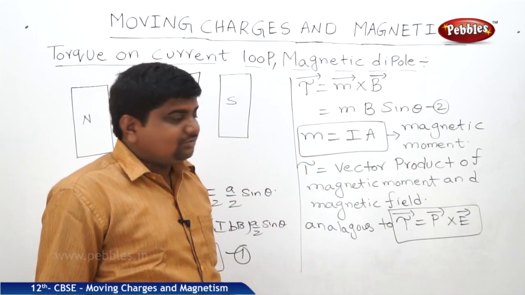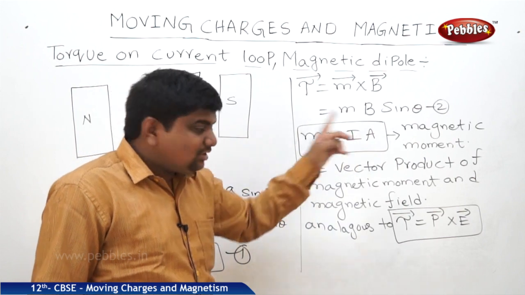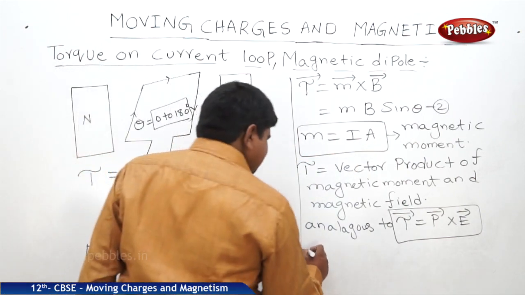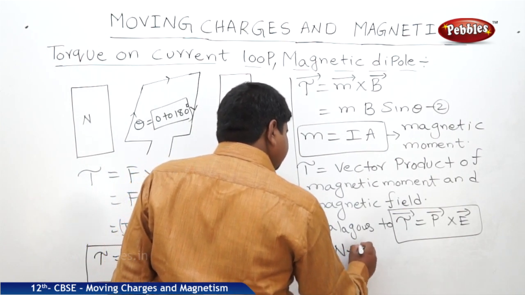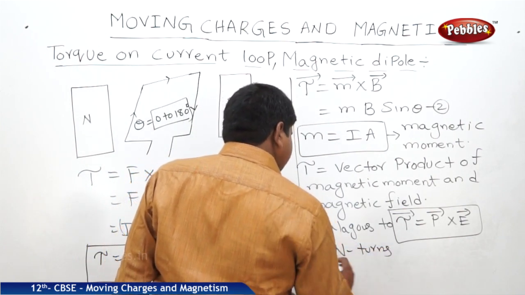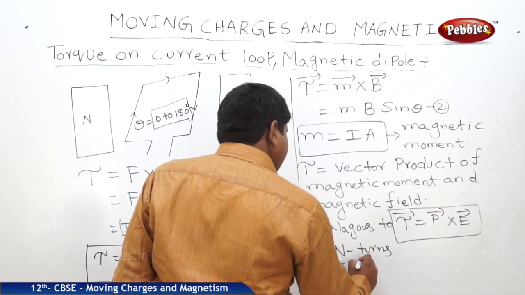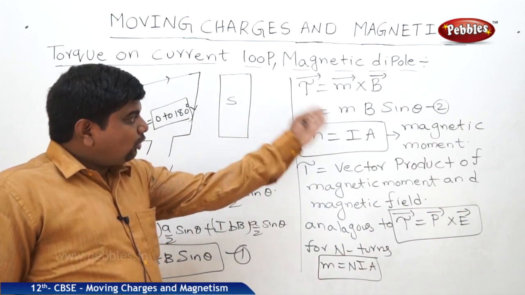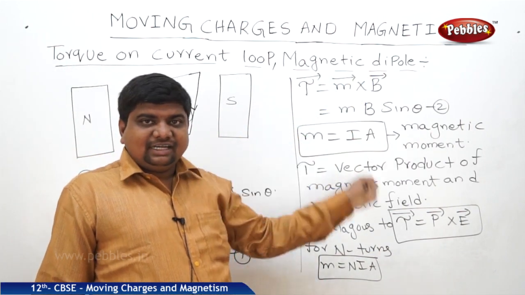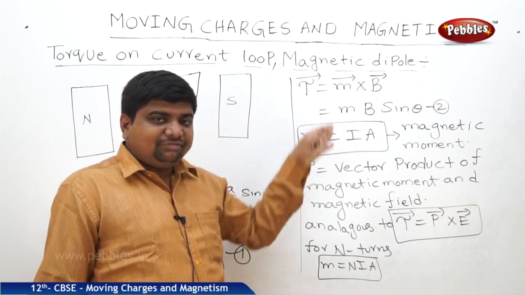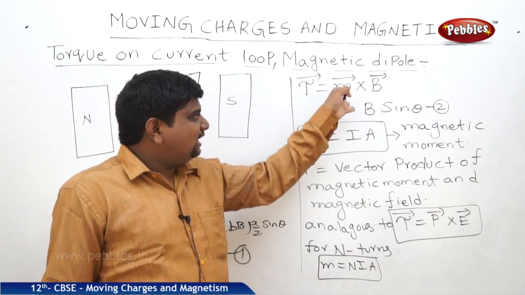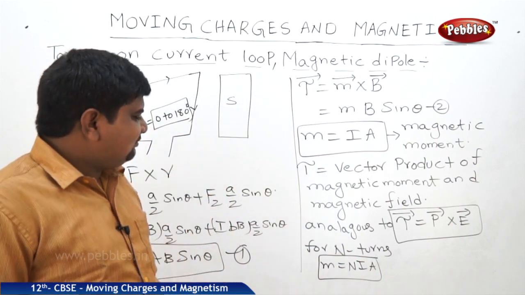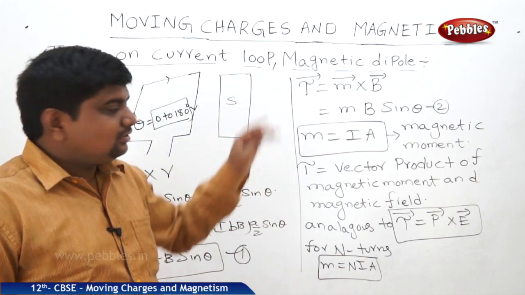So this is the expression for the magnetic dipole. Suppose M is equal to IA for one turn, then for N turns, M is equal to N I A. So this is the analogy between the magnetic field and electric field, the torque in the magnetic field and the torque in the electric field, and the magnetic dipole equation and the electric dipole equation. Now we will see the physical significance of this tau is equal to M cross B.